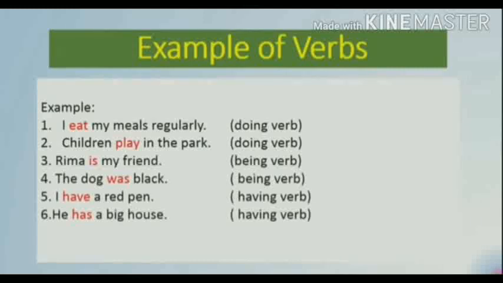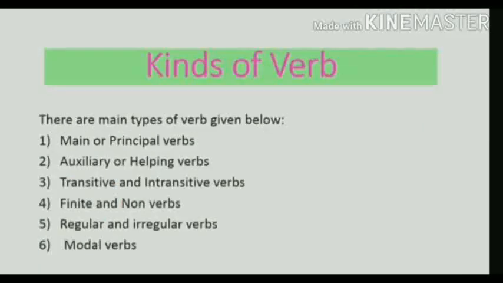I have a red pen. Have is telling what I have, what is with me, so what I am possessing. So it is a having verb. He has a big house. So has, here again, is a possession verb.